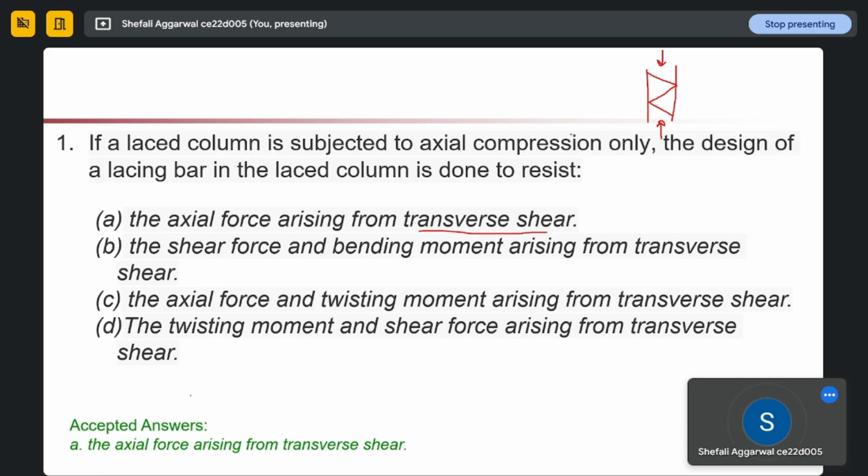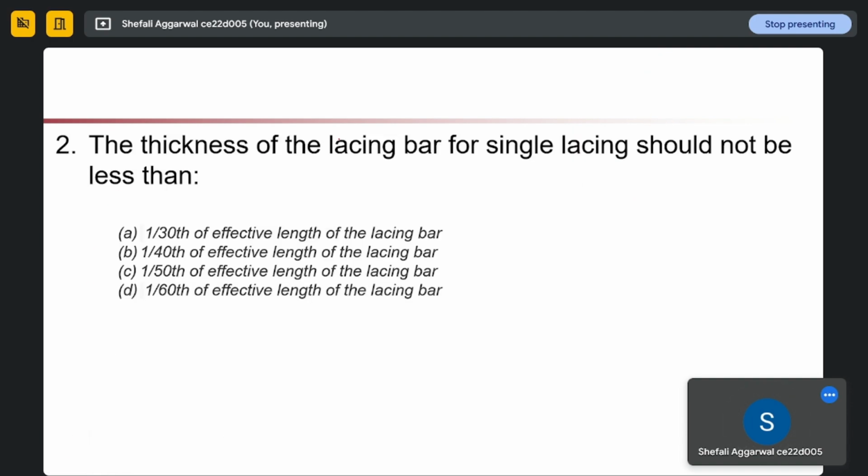So, if there is only axial compression, the design is done to resist transverse shear. We have seen that formula, 2.5% of axial forces, right? The second question is: the thickness of a lacing bar for a single lacing should not be less than 1/30th of the effective length of lacing bar, 1/40th of the effective length of lacing bar, 1/50th or 1/60th.